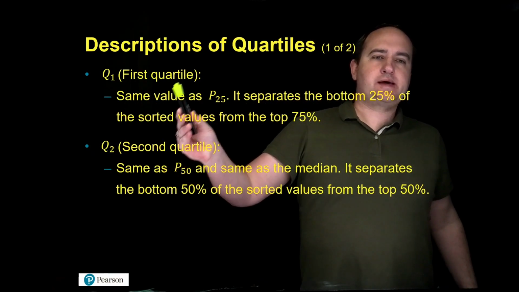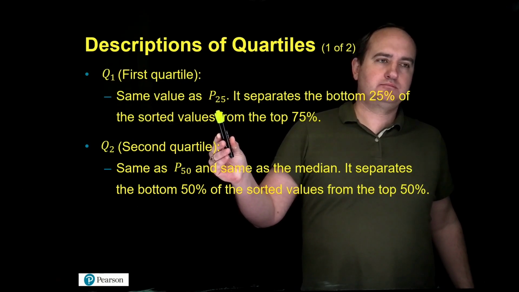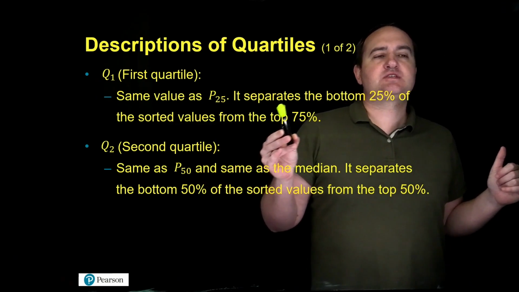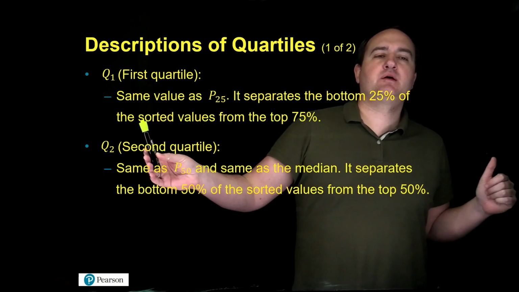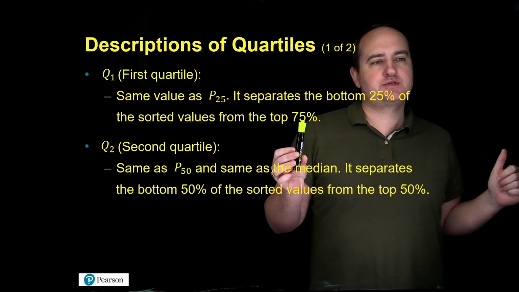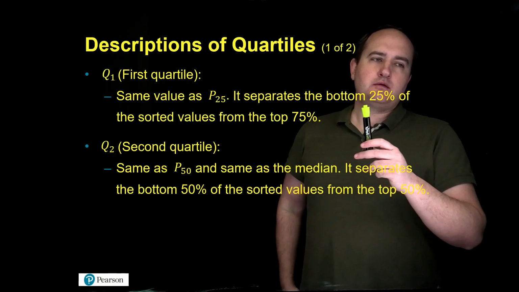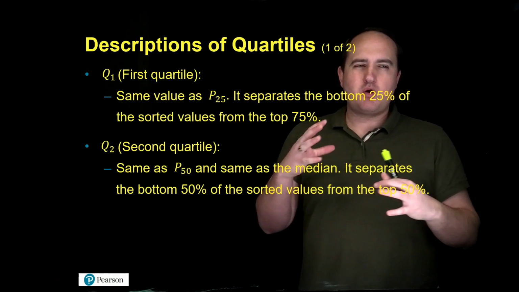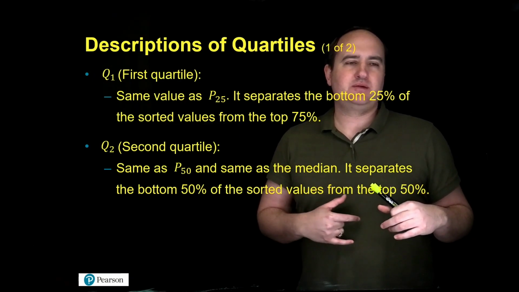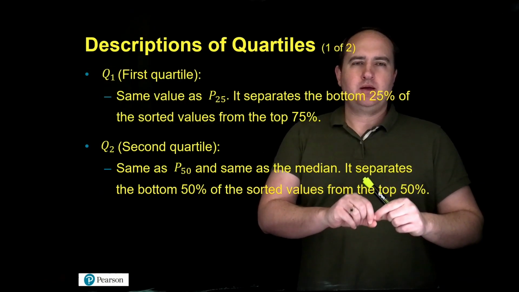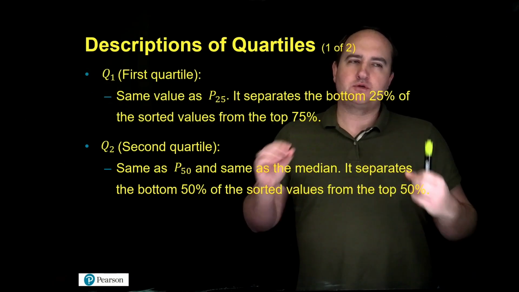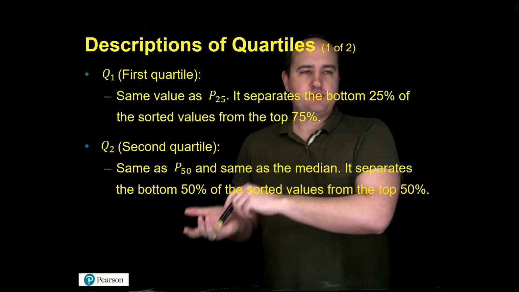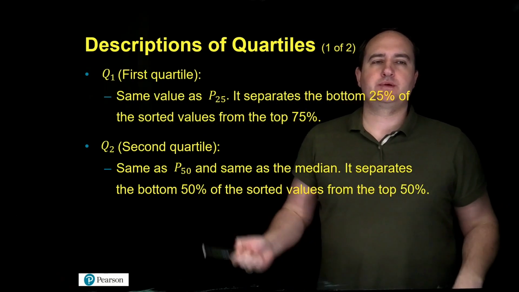So first quartile is the same as P25. Easy to remember because 1 quarter is 25 cents. It separates the bottom 25% of the sorted values from the top 75%. And when they say the bottom 25% and the top 75%, they mean roughly. It won't always be exactly 25% and 75%, but it's P25, so it's the closest number we can find to separate the bottom 25% from the top 75%. Same as P25.